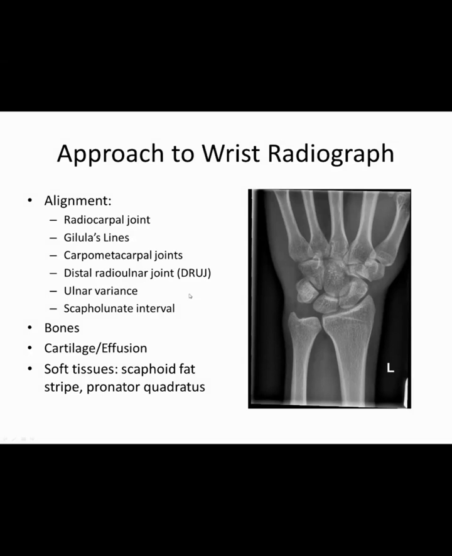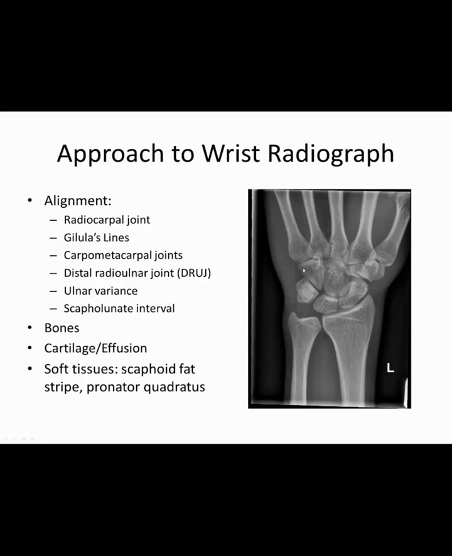B stands for bones. Again, you'll want to trace the cortices of all the bones that you can see on the radiograph to look for any cortical disruption or abnormal masses. Cartilage or effusion, and that kind of ties into the scaphoid fat stripe or the pronator quadratus fat stripe. If you notice any abnormal displacement of these stripes, it suggests effusion and can be a sign of either a subtle or radiographically occult fracture. In particular, the scaphoid fat stripe can be important because oftentimes scaphoid fractures will not declare themselves immediately on presentation.